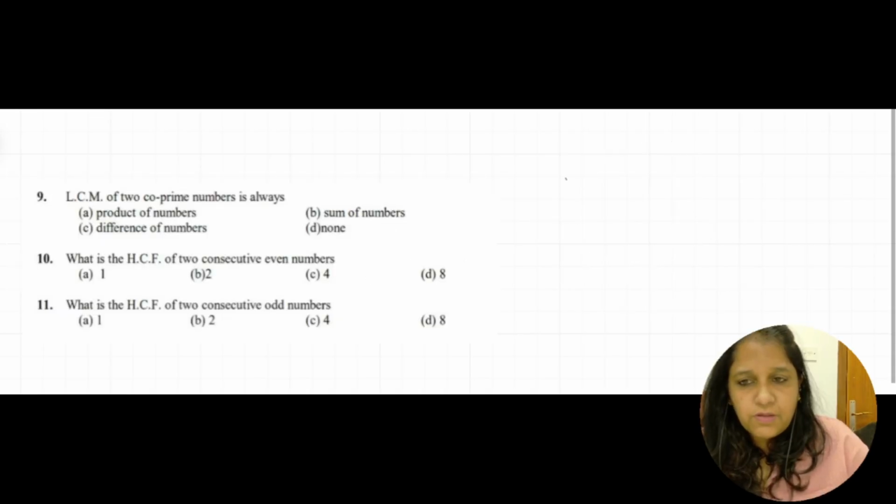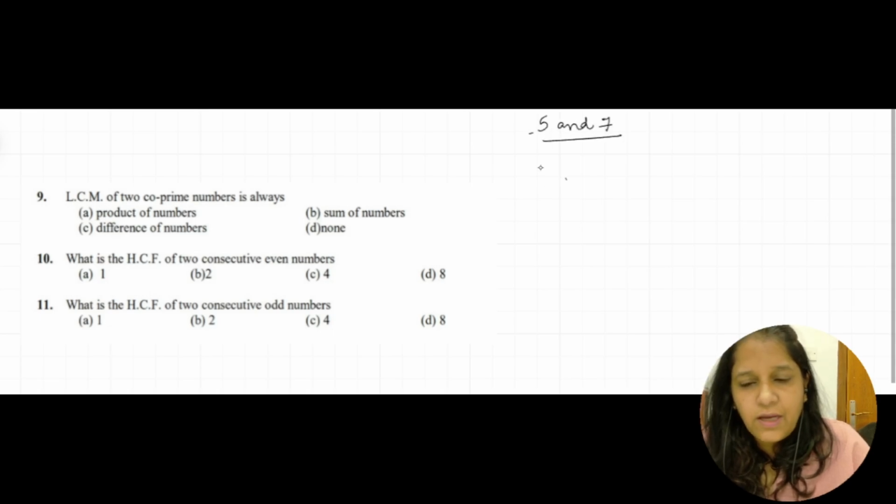Two co-prime numbers. So what are co-prime numbers? Those which have only one as their common factor. So for any two co-prime numbers, we took two numbers, 5 and 7. So what will be the LCM of these two co-prime numbers?